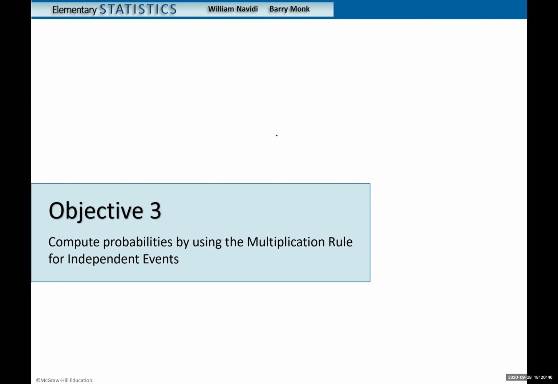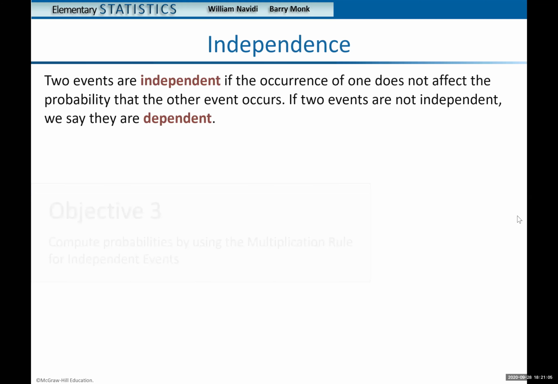The next one, dependent and independent events. For addition rule, if you remember, we discussed mutually exclusive events and non-mutually exclusive events. For this, you will see independent and dependent. So what's the difference between the two? So copy this. Two events are independent if the occurrence of one does not affect the probability that the other event occurs. If two events are not independent, we say, of course, they are dependent.